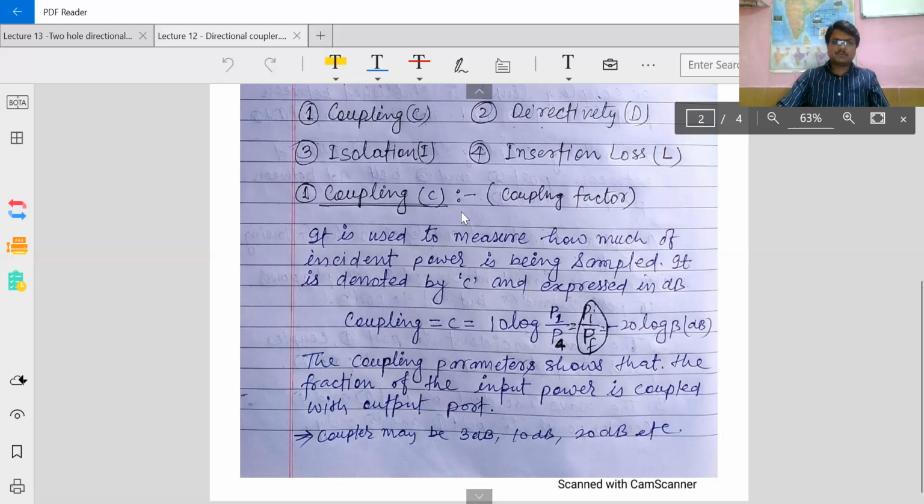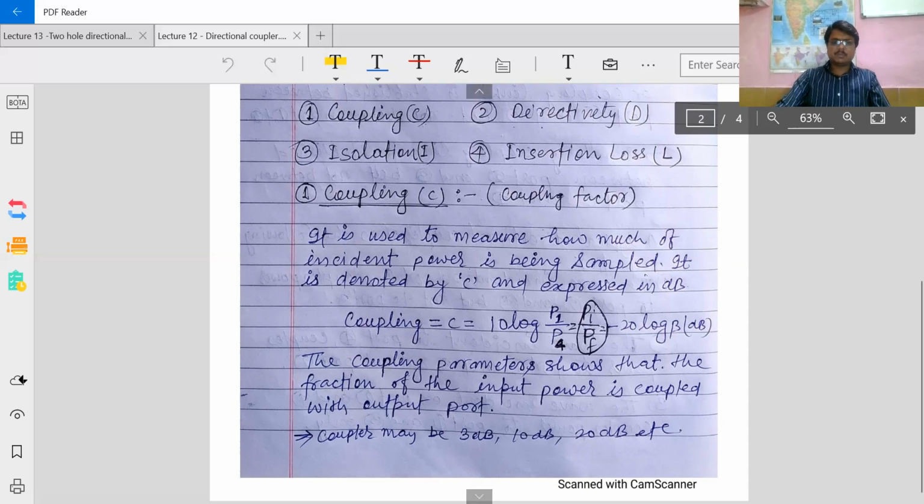What is the purpose of defining this coupling factor? It is used to measure how much of the incident power is being sampled. It is denoted by C and expressed in dB. There are many types of coupler: 3 dB coupler, 10 dB coupler, 20 dB coupler.